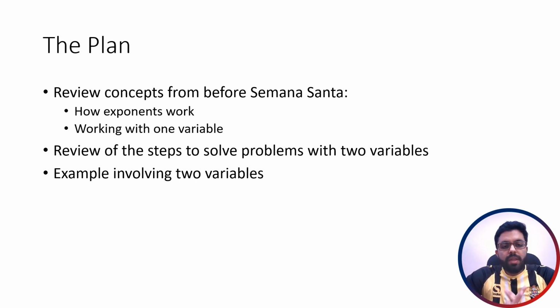But yeah, so we're going to review those things. Then we're going to review the steps that we discussed briefly before the break, which is how to solve problems involving multiple variables. So in particular, we're going to focus on how to solve problems with two variables. I'm not going to throw too much at you today. We're not going to make it insanely complicated. So we're going to go over those steps, and then following that step-by-step process, we're going to do a proper example involving two variables.